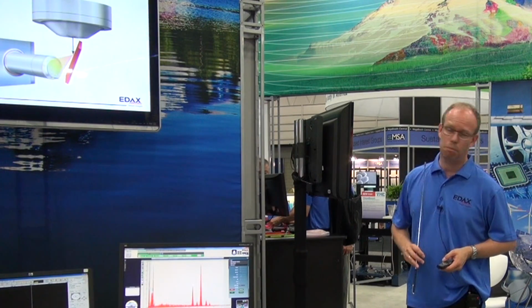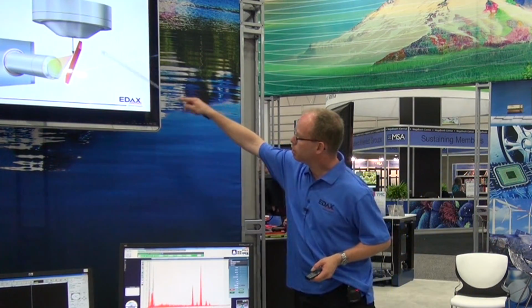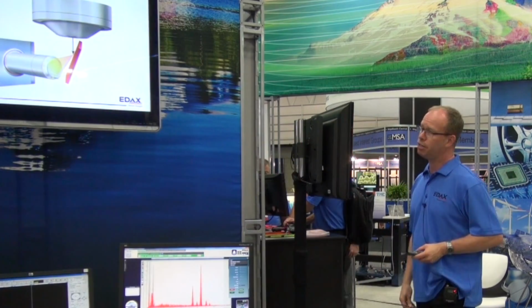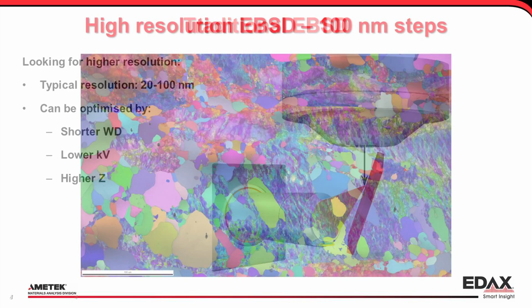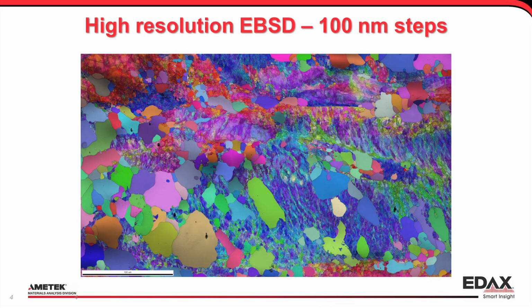So there's the normal EBSD. Sample is at a high tilt, typically about 70 degrees. Electron beam goes in, something happens. If all goes well, a diffraction pattern comes out and we get an orientation measurement. And you can go to pretty small steps and really have fantastic results. This is an EBSD map, a normal EBSD map at 100 nanometer steps. So it's a partially recrystallized steel, you get lots of detail.